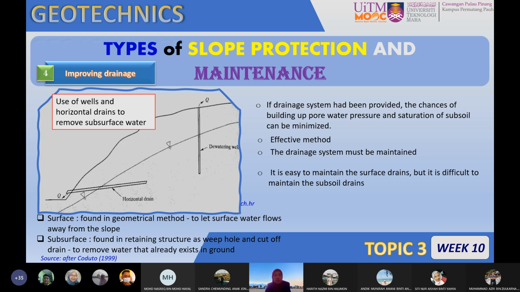Okay, this is the same condition again. If you provide the drainage system, the chances of building up water pressures and saturation of the subsoil can be minimized, and this is a very effective method. The drainage system must be maintained, and it is easy to maintain the surface drain, but difficult to maintain the subsoil drain. This is true because the surface drain only drains surface water.